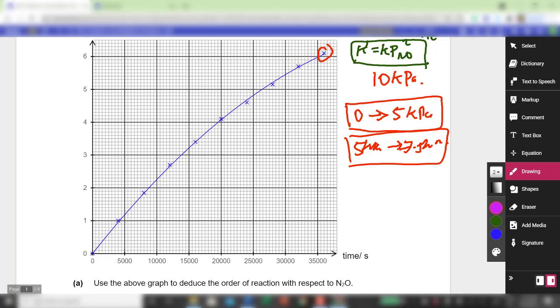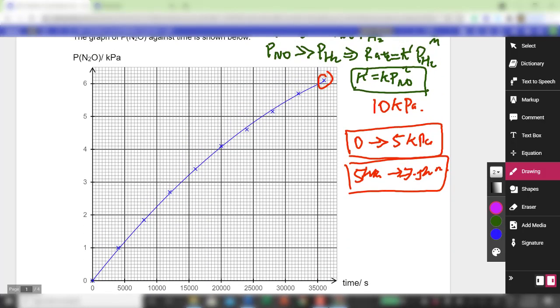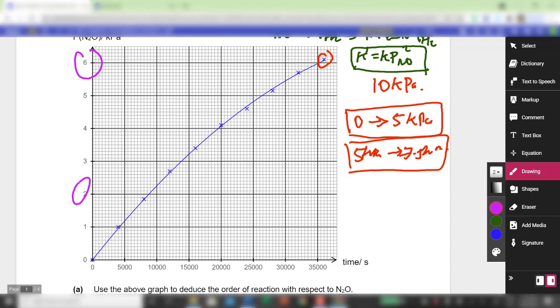Then the partial pressure of N2 I'm looking at will be from 2 to 6. So in this case, I'm looking at a non-consecutive half-life, and that's perfectly fine. Shall we look at the graph and see if the T half is relatively constant? I'm going to zoom in a little bit and remove this as well.